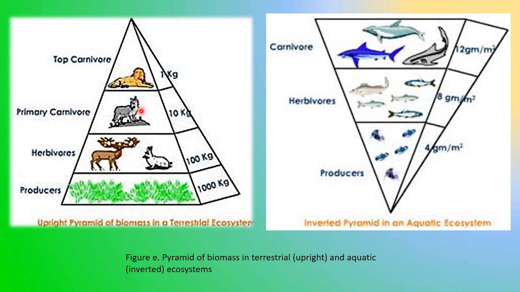And due to the decrease of this energy in different trophic levels, like if we take an example of the producer level, which forms the base of this pyramid, then herbivores, consumers, top consumers, the decrease in the energy in kilograms is shown. The biomass goes on decreasing while moving from one trophic level to another, as depicted in the picture.